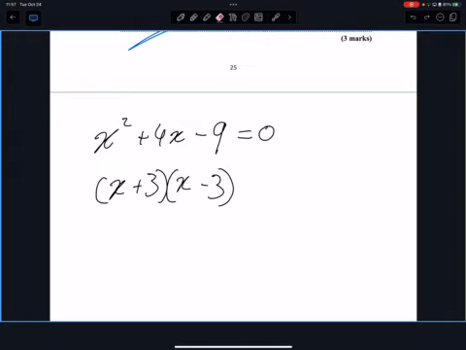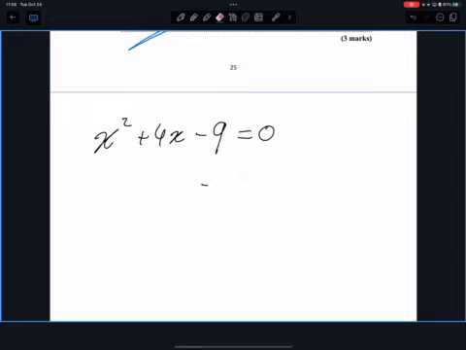So you move on to the next one, which is 9 and 1. 9x minus x is 8x. So I cannot factorize this equation. It's not possible. So what do you have to use instead? You have to use the ABC formula.